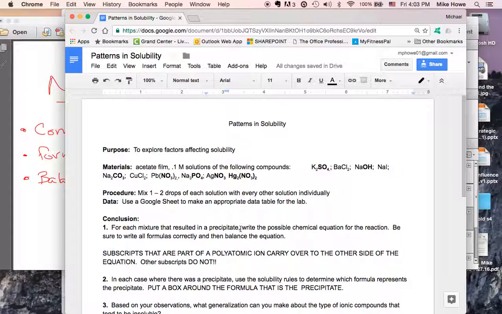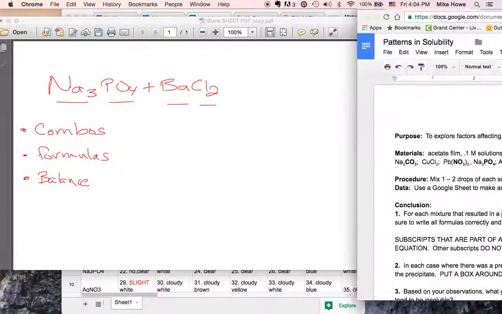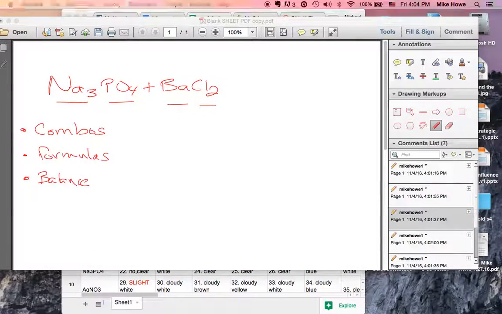A precipitate, this word right here, means to fall out. So in your life, you know that precipitation means rain falling out of the sky or snow falling out of the sky. In chemistry, precipitate means a solid falling out of a liquid. So if these solutions turned cloudy when you mix them today, they made a precipitate.